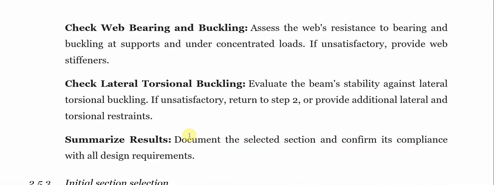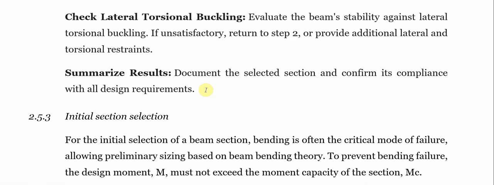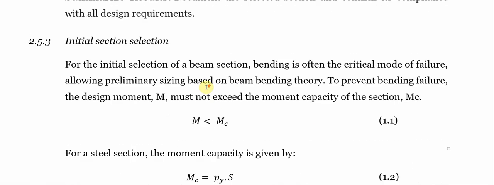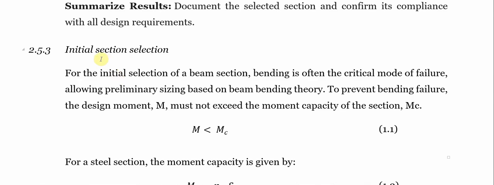Then the last one is we check for lateral torsional buckling. Then we evaluate the beam stability against lateral torsion. So let's go to the example of the procedure, starting with the initial section selection.